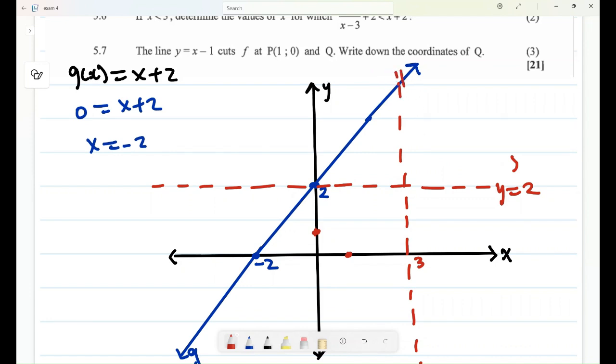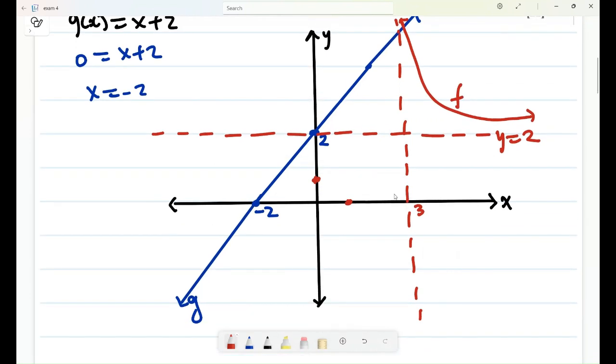Remember, my graph should be like this. Let me repeat that for the last time. Yes, a curve should not touch this line. Then we call this f, and now it should also be in quadrant 3. And remember, it should touch all these coordinates there. This is what I'm expecting. I've tried my level best.